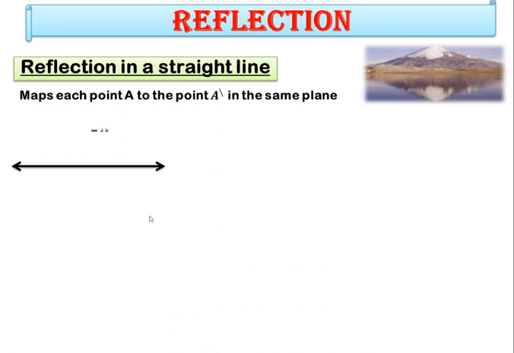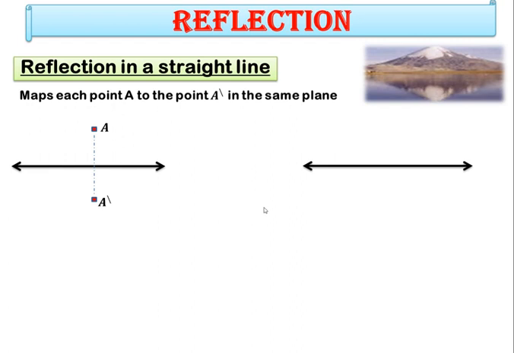First, if we are talking about the image or reflection of a point in a straight line, if we have a point A, to get the image of the point A, it will be on the other side by the same distance from A to the straight line, or we can say the straight line is a mirror. Then the image will be A dash. The distance from A to the straight line equals the distance from A dash to the same straight line.